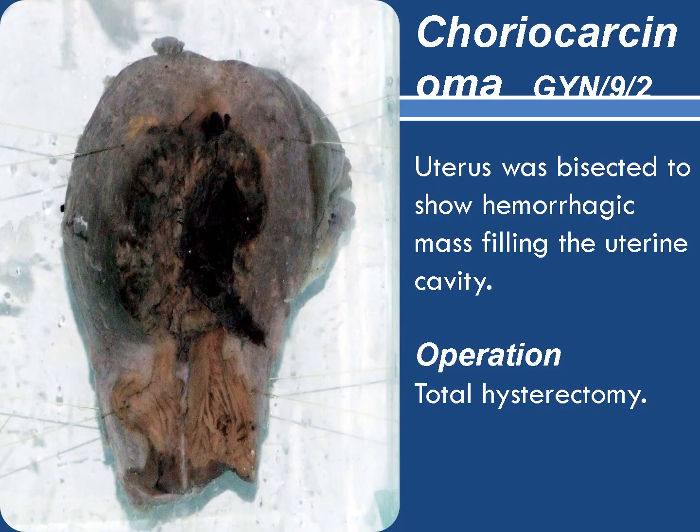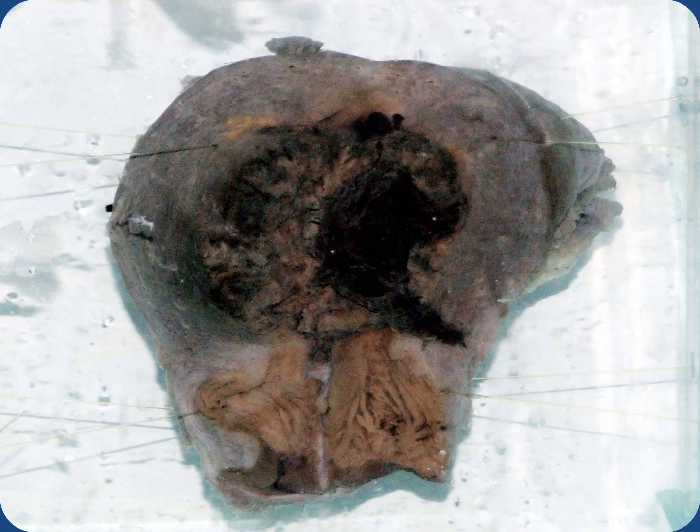This jar represents a case of choriocarcinoma. The uterus is removed by total hysterectomy. The uterus is bisected to show hemorrhagic mass filling the endometrial cavity. This is the full screen picture of the previous jar. Under microscopy, choriocarcinoma is seen as sheets of trophoblast swimming in pools of maternal blood.